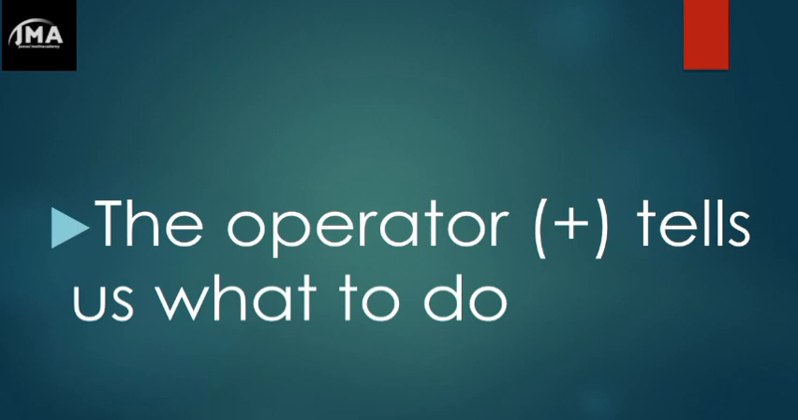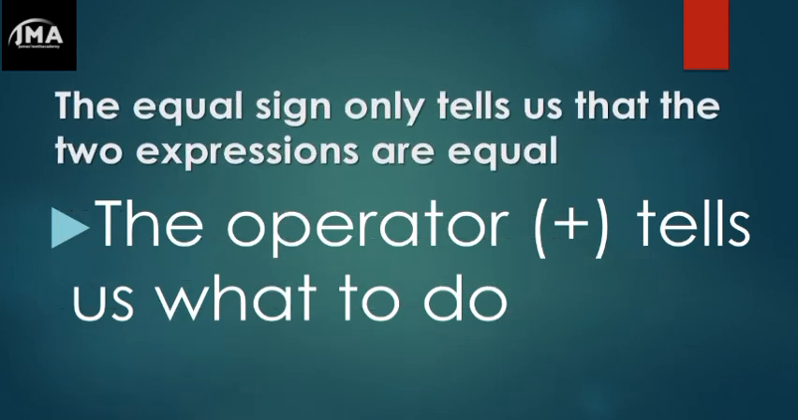So from the previous example, we can note that the equal sign only tells us that the two expressions are equal. And we also note that the operator, which is the plus sign, tells us what to do. So these are the major functions of each of these symbols.